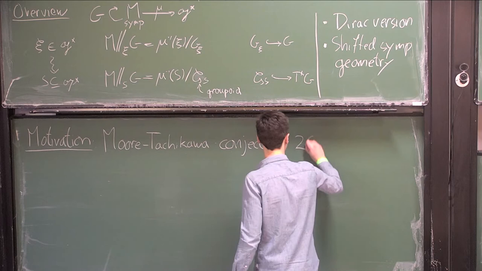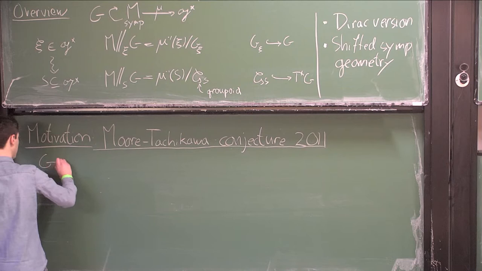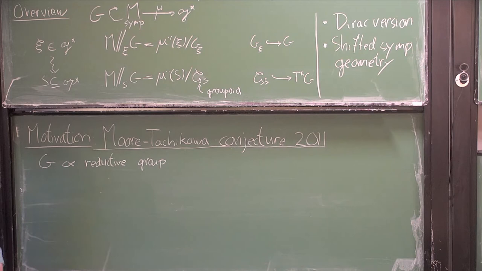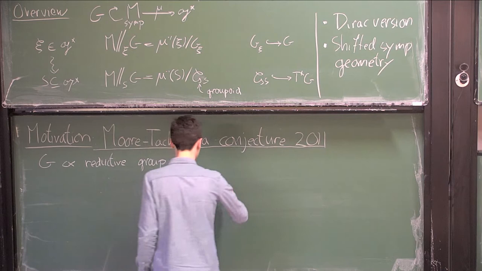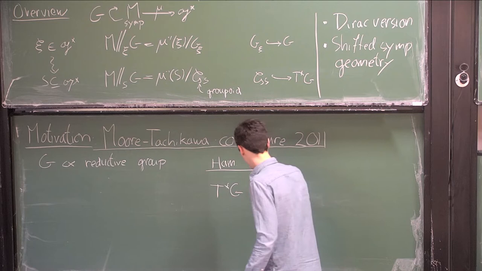It was stated by two physicists, Moore and Tachikawa, in 2011 at the String-Math conference. And the setup: you start with a complex reductive group G. And there are a few Hamiltonian spaces that you can associate to such a group. The most basic one is the cotangent bundle, which comes with an action of G cross G by left and right translations. There's a moment map for this action.